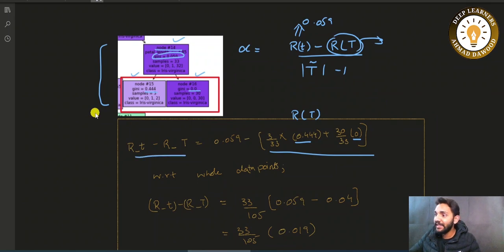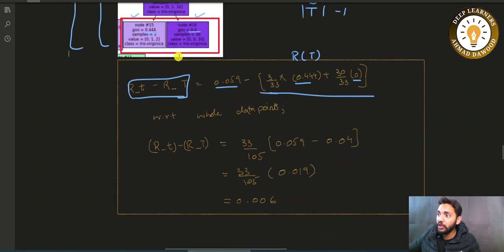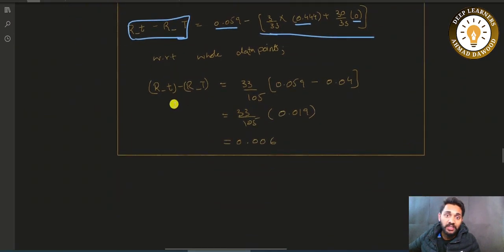Then this will be the decrease in impurity: the impurity of the root node minus the impurity of the whole tree. This will be the decrease in impurity of that particular subtree. If I ask how much decrease in impurity this particular subtree has compared to the whole tree, you simply multiply by the proportion of node number 14 with respect to the whole tree, or with respect to the whole data points.